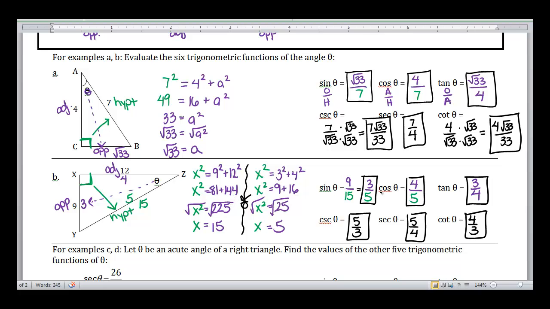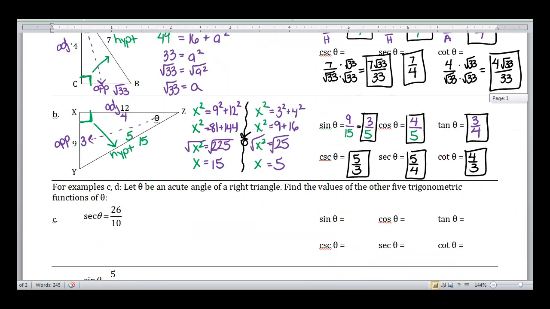And when I'm figuring out my trig functions, if I do the 9 divided by 15, I'm going to have to simplify that fraction every time. But if I just use the 3 and the 5, now I have a simplified fraction already. So it saves me time when I'm trying to simplify my radical and when I'm doing my six trig functions. Let's now take a look at examples C and D.